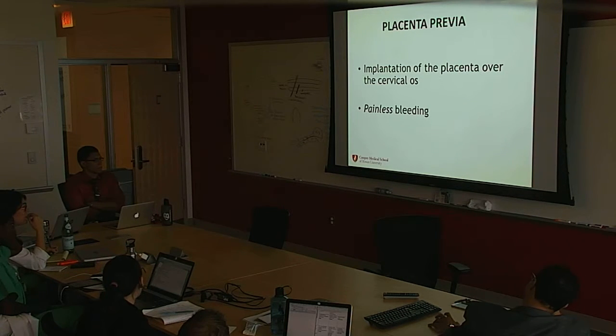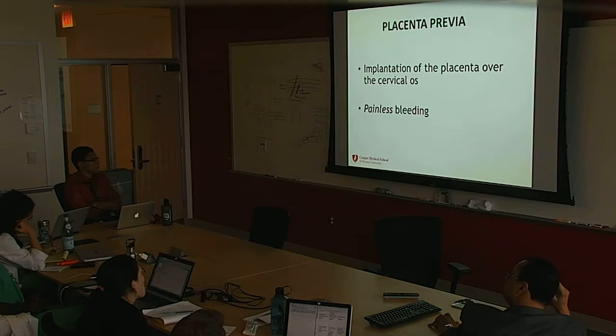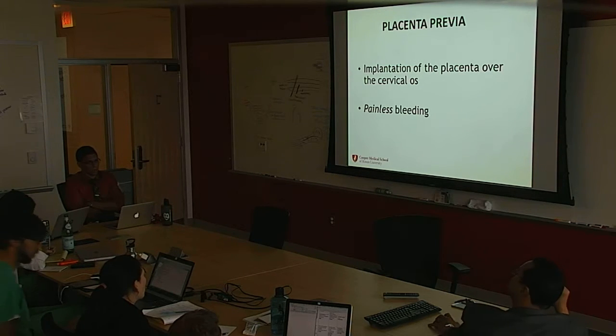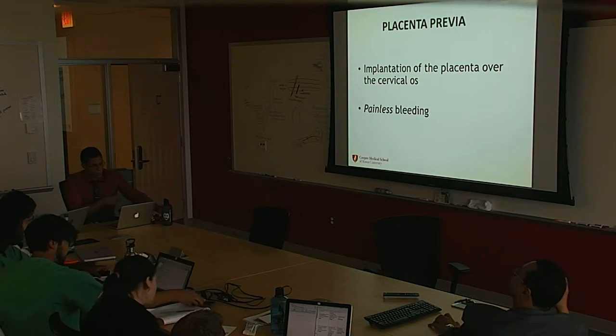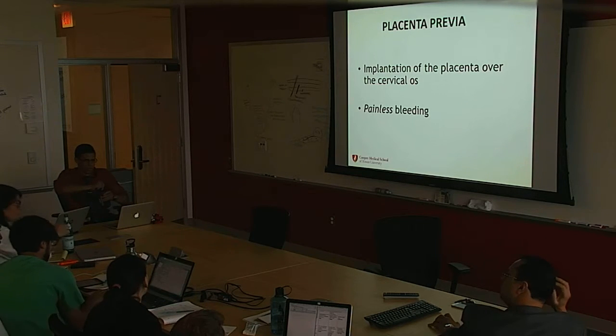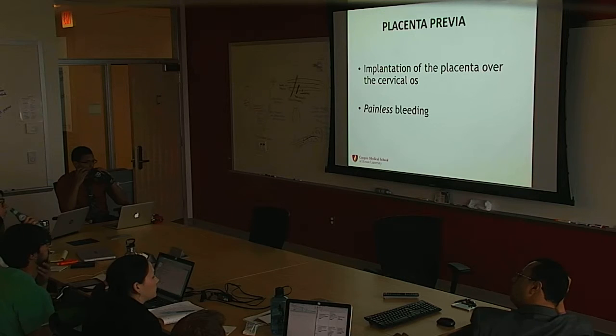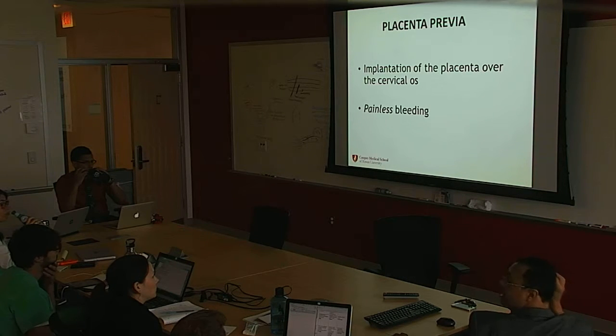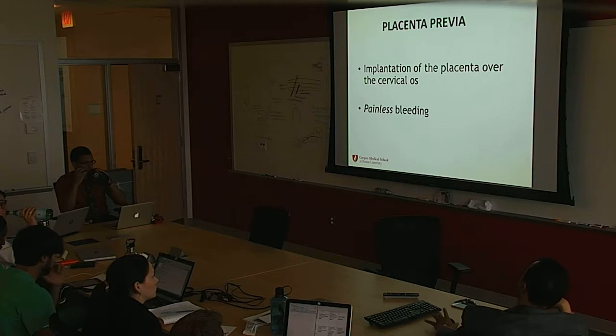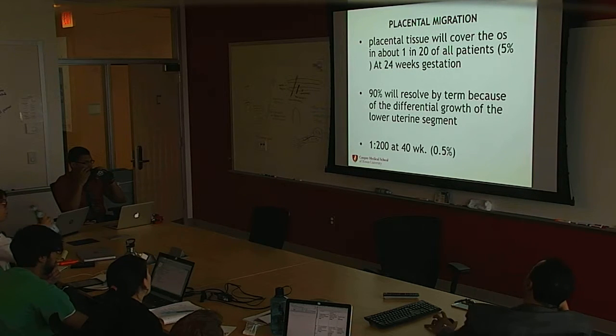What is a placenta previa? Placenta previa is a implantation of the placenta over the cervical os. So if the placenta is over the cervical os, that's called placenta previa. And the main thing that you want to know is that it is painless bleeding. Okay, it is painless.